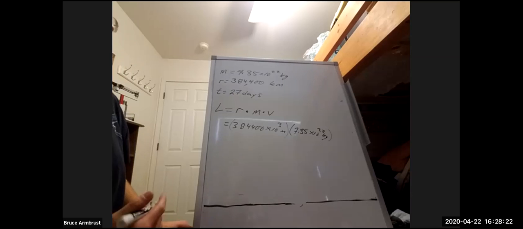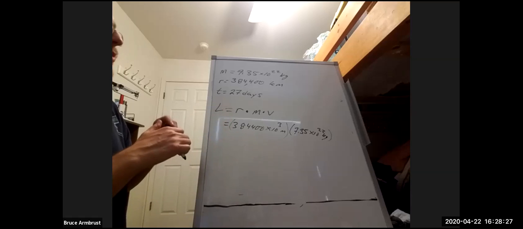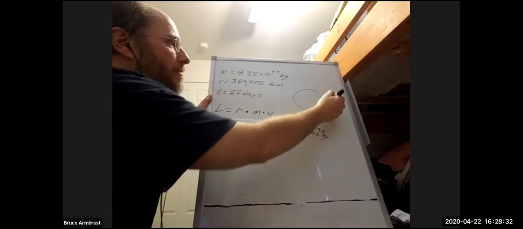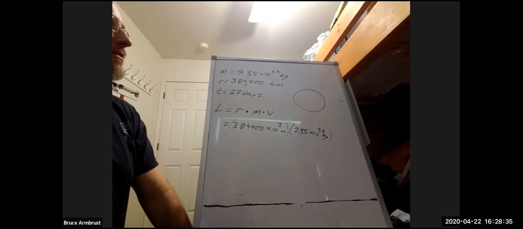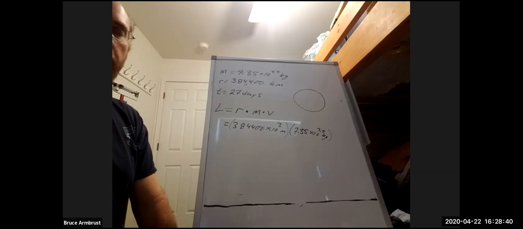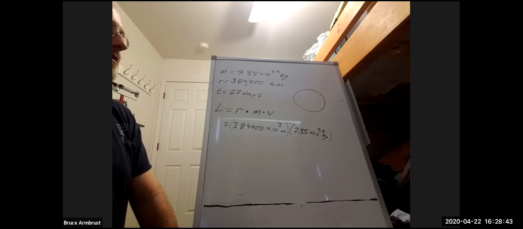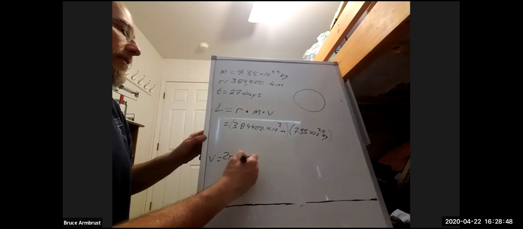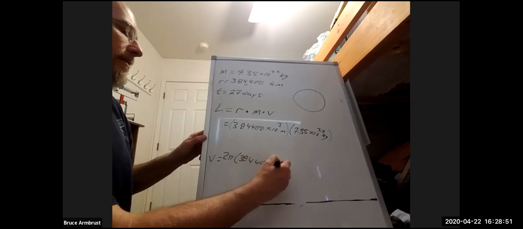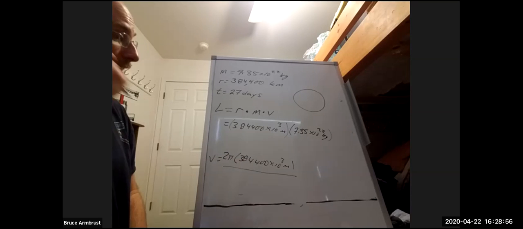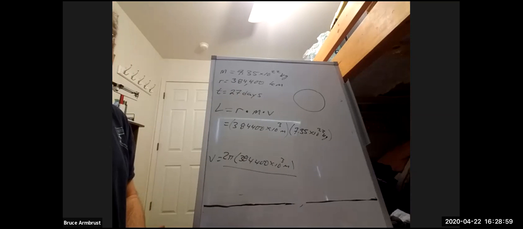So velocity is a distance over time. Think about the moon going around the Earth. The total distance traveled is going to be the circumference of that circle, which is 2 pi r. So our v is going to be 2 pi times our r, divided by the total amount of time, which is going to be 27 days.